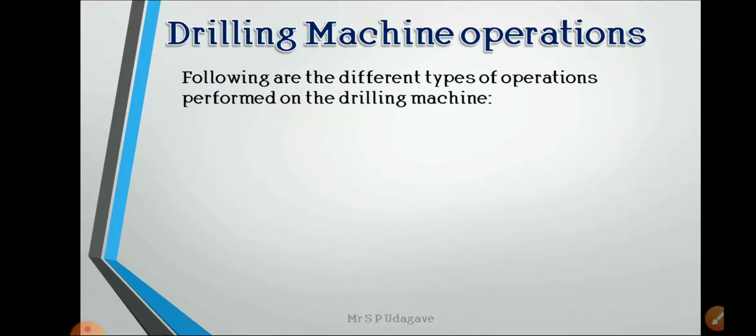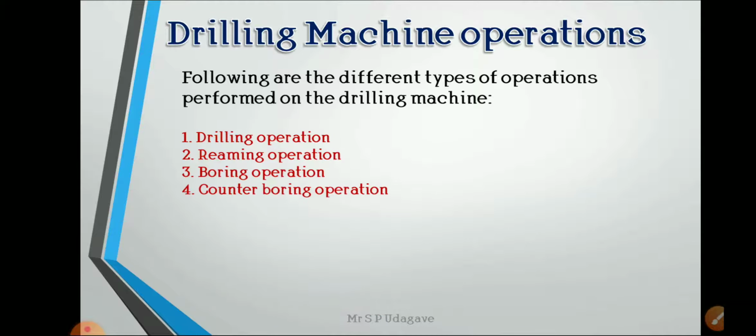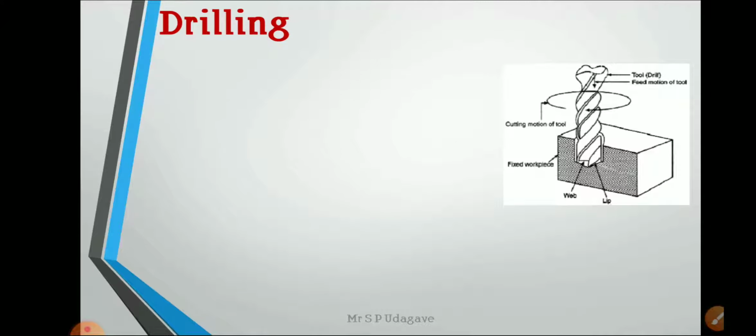On a drilling machine, you can perform a number of operations. Following are the different types of operations performed on the drilling machine: drilling, reaming, boring, counter boring, counter sinking, spot facing, tapping, lapping, and the last one, grinding. So we can see them one by one.